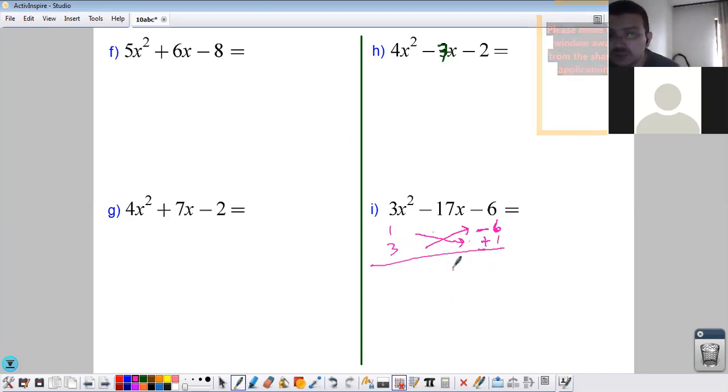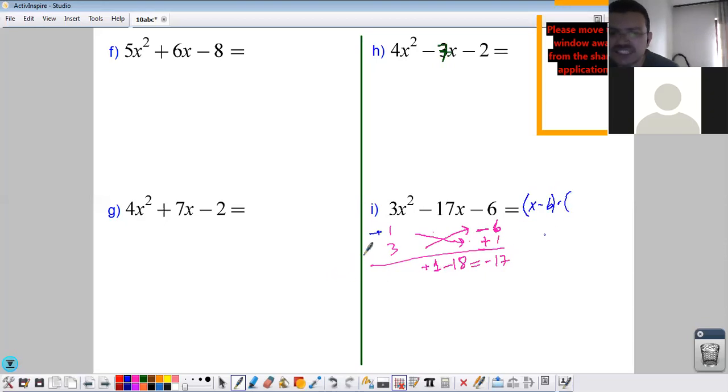So then let's do the checking one more time for minus 17. 1 times plus 1 is plus 1. 3 times minus 6 is minus 18. That gives us minus 17 as we expected. So then the first row, when you go for the final answer, is 1x with minus 6. And the second row, you have 3 and 1, 3x plus 1.